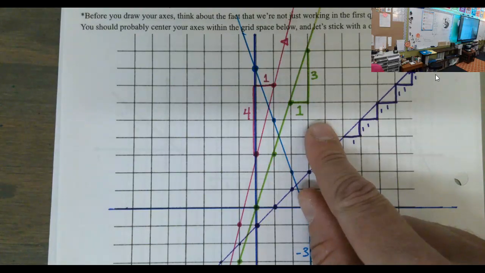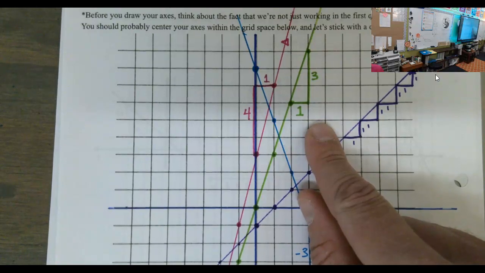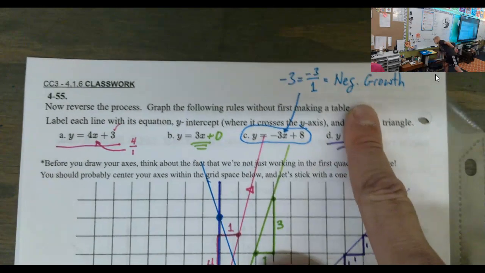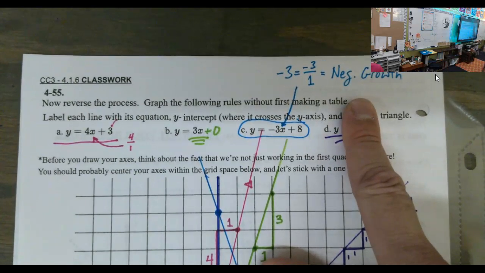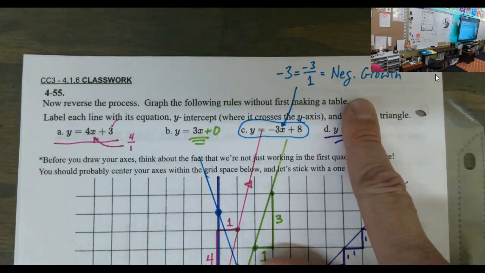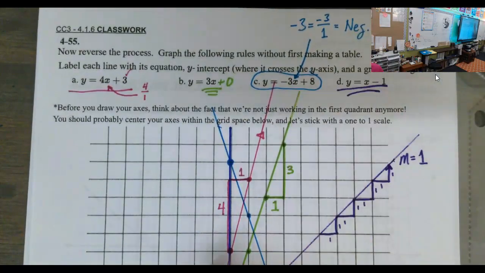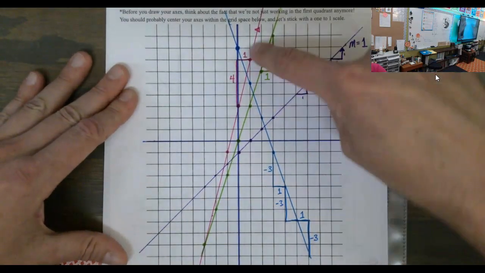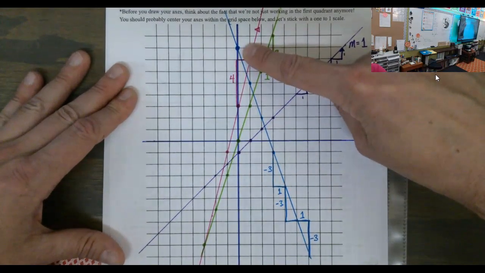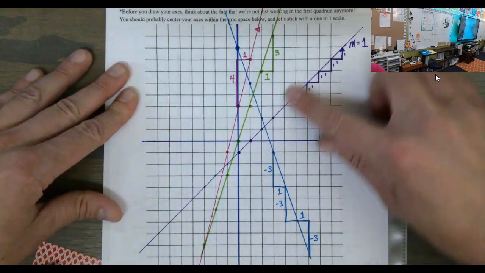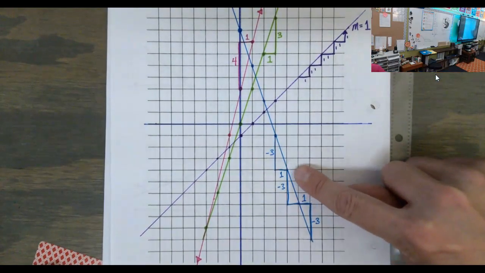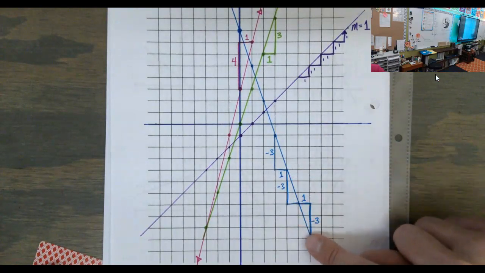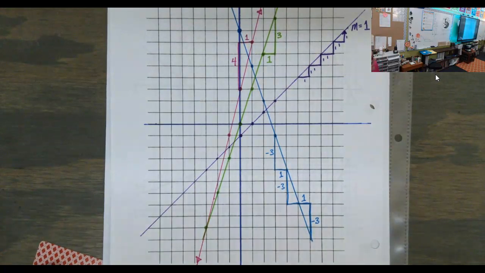What's different about C? It's negative. It's negative growth. This line will be going down. Hopefully, if you put your x-axis in the middle of the page, and actually I kind of put mine a little bit high, hopefully you can get to 8. But then we go down 3 over 1. It was way too busy up here, so I drew those growth triangles down here. Down 3 over 1, down 3 over 1. Or you could say over 1, down 3. Doesn't make a difference. Questions on part C?